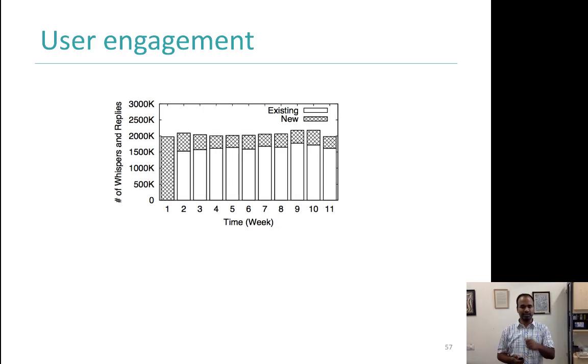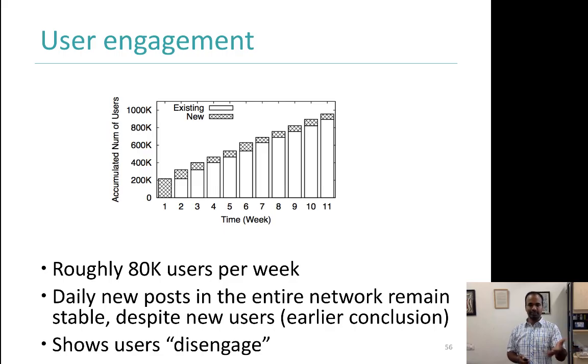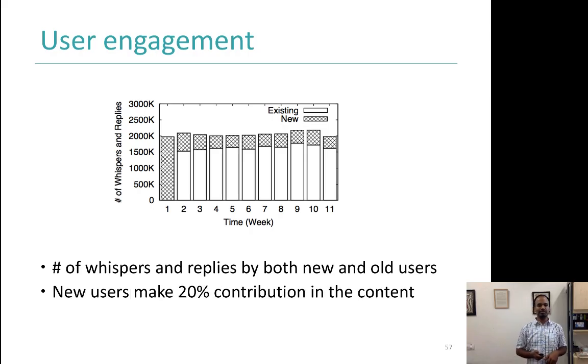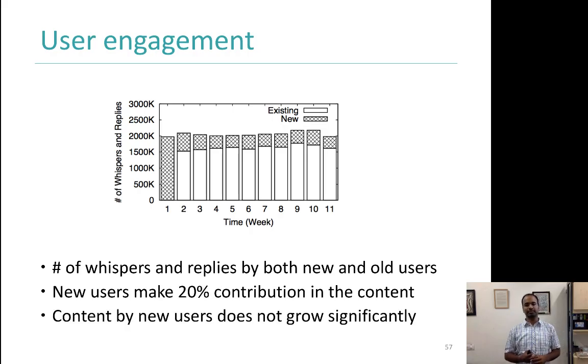User engagement. Here is the graph that I'll show you: number of whispers and replies. This is in weeks, so it's the same kind of graph. You will see the number of whispers and replies by both new and old users. If you see, the new users make a 20% contribution to the content. Content by new users does not grow. So this is time and the number of whispers and replies for that particular week.